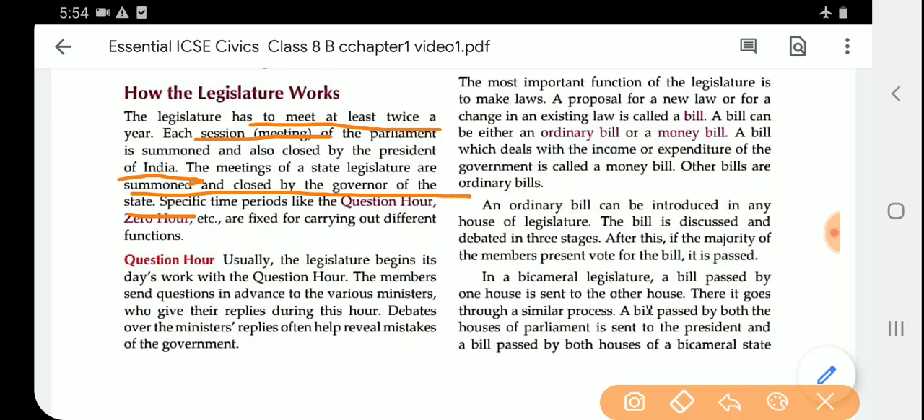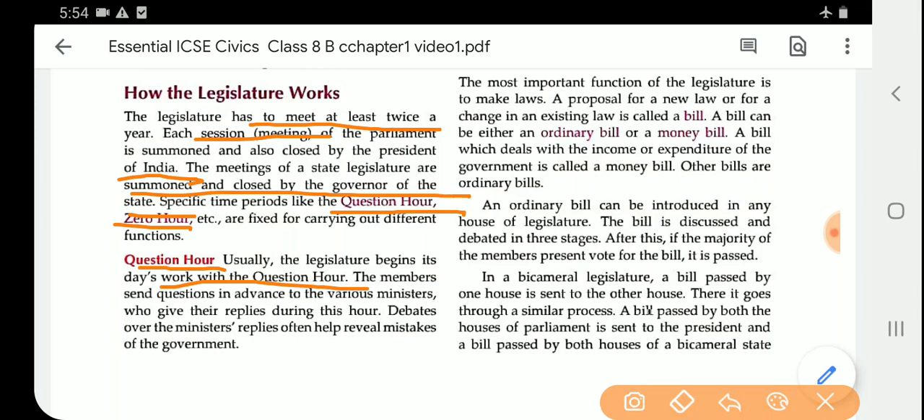Specific time periods, like Question Hour and Zero Hour, are fixed for carrying out different functions. Now the first question is, what are the functions? The legislature begins its day with Question Hour. Only questions will be there. The members send questions in advance to the various ministers, and they have to reply during this hour, Question Hour.